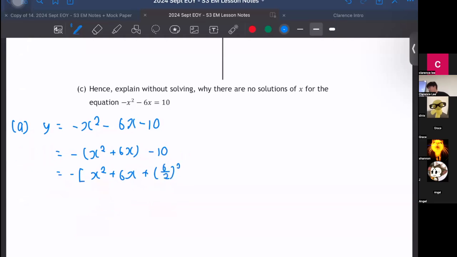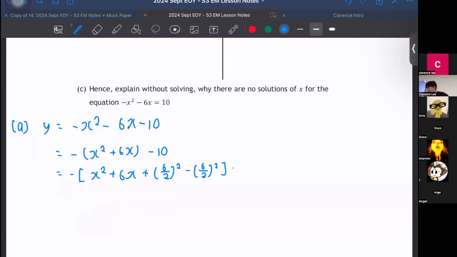6 over 2 squared, very good. Then afterwards, followed by, not you anymore, one more person. The next one is very easy already. Thank you, minus 6 over 2 squared. Okay, what's the purpose of this? You must make sure that you don't change the value of the equation.